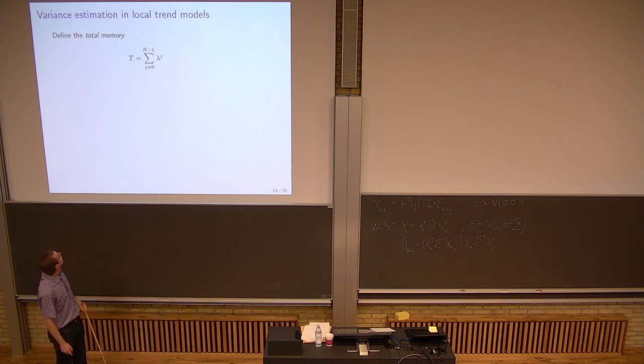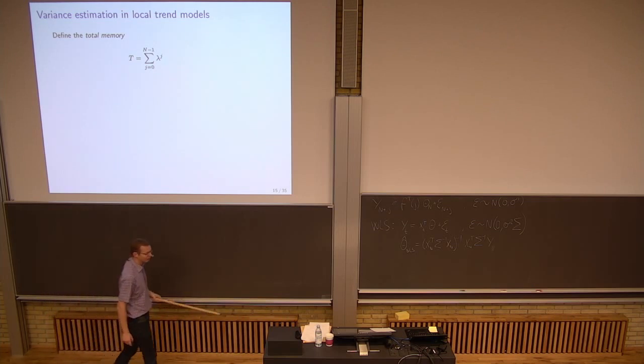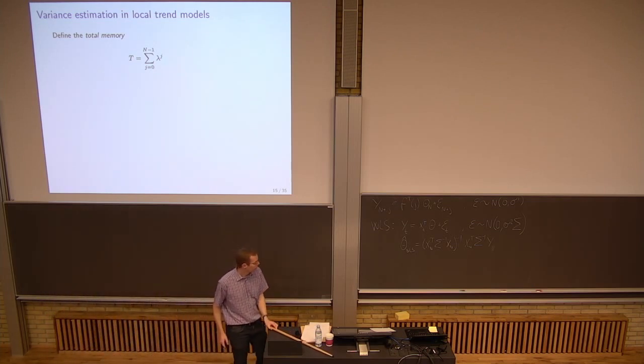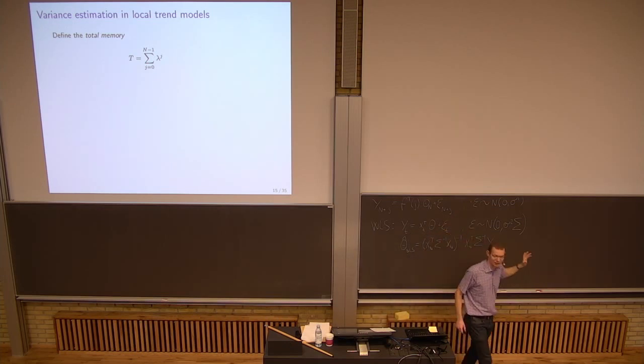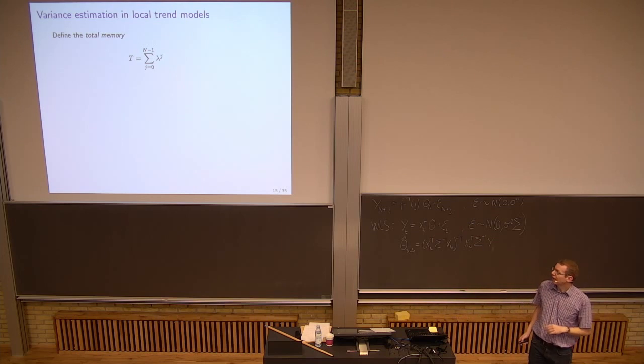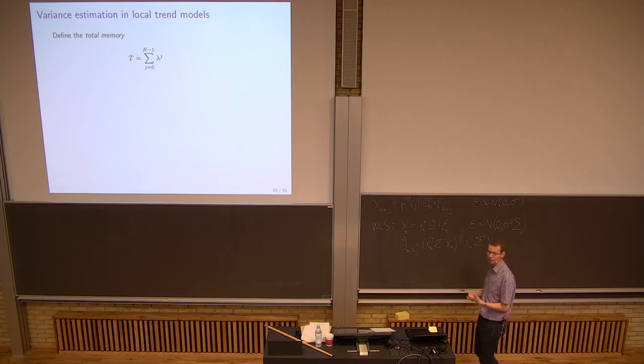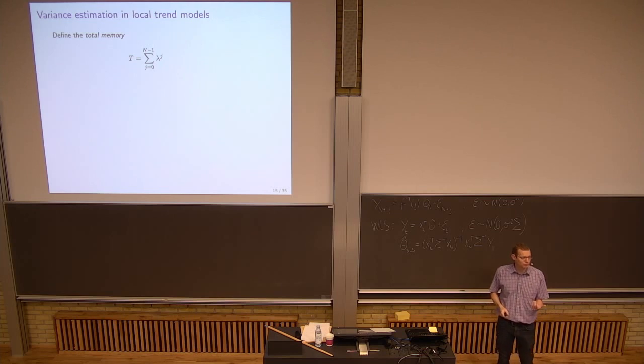Okay, so the next thing is, and that's essentially where this comes into play, indirectly. And that's the hard part of it. We'll define the memory of the system as the sum of the weights that we use. So we take the sum of all the lambdas to the j power from j equals 0 to n minus 1.